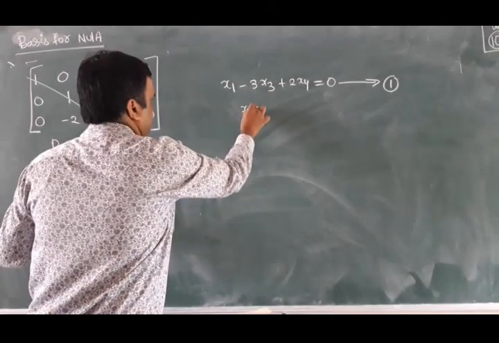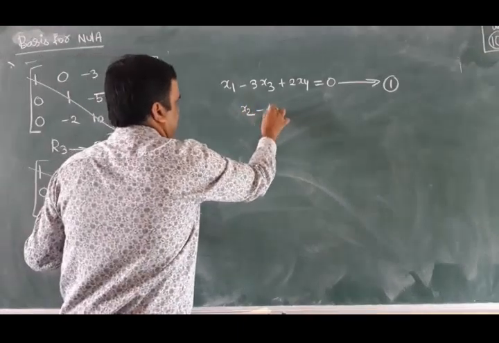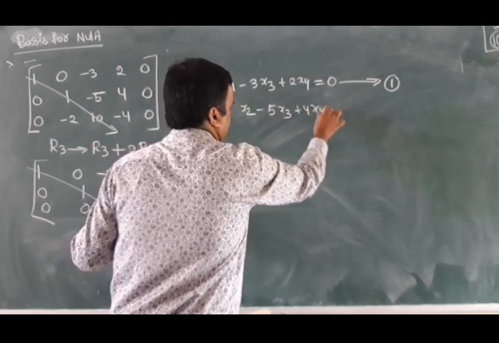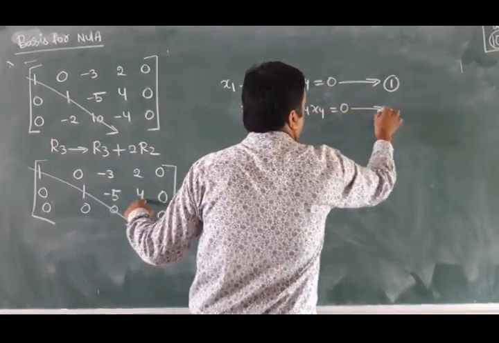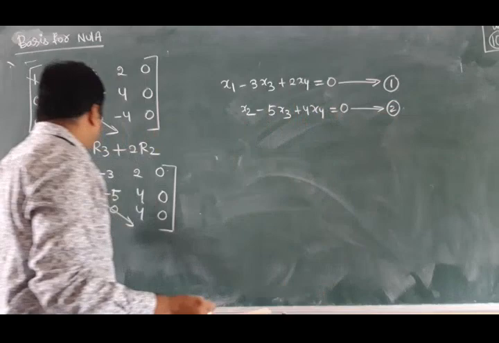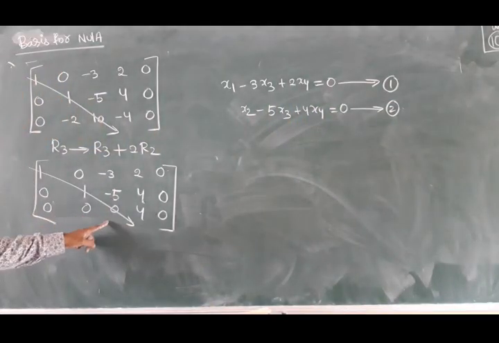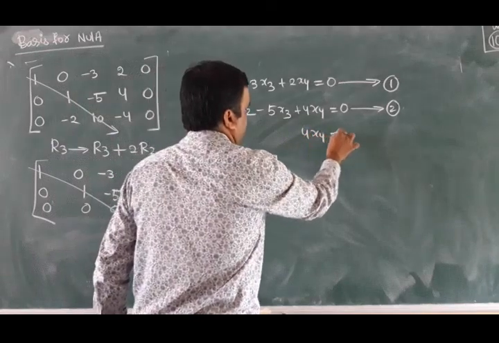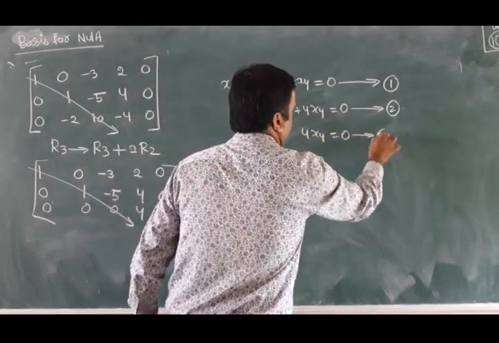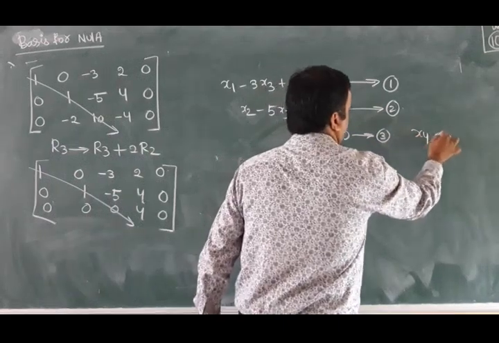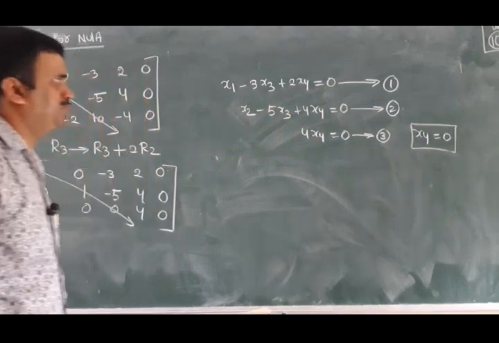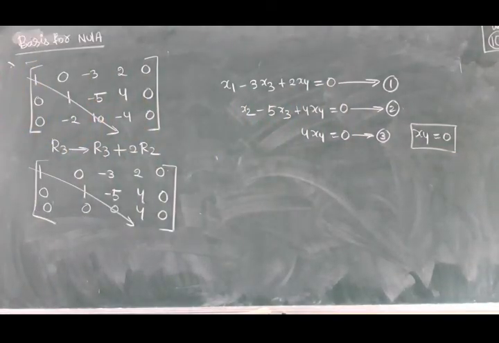Next, 0 x1 plus 1 x2 minus 5 x3 plus 4 x4 equal to 0. Equation number 2. And next 0 x1 plus 0 x2 plus 0 x3 plus 4 x4 is equal to 0. Equation number 3, so we have x4 is equal to 0. Substitute x4 is equal to 0 in equation number 1 and equation number 2.